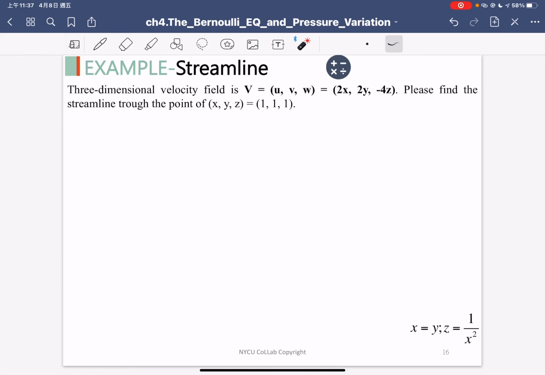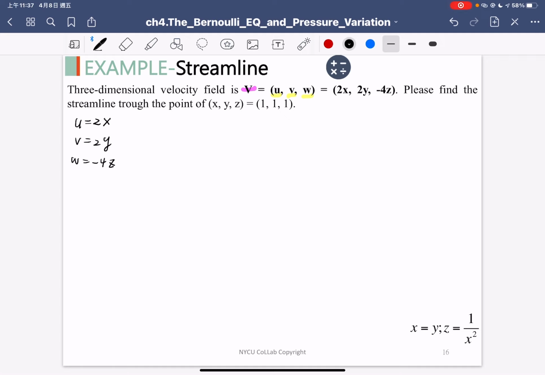So we have the exercise. We always focus the problem on two-dimensional problems. So in this exercise, we move to three-dimensional problems. Because the problem is three-dimensional, the velocity vector includes the u, v, w velocity. And I actually know that u is equal to 2x, v is equal to 2y, and w is equal to minus 4z.